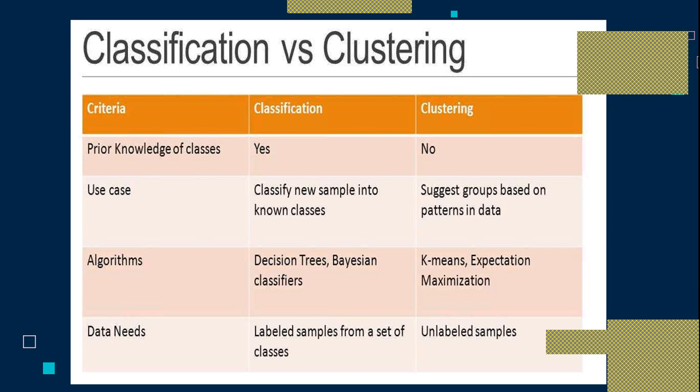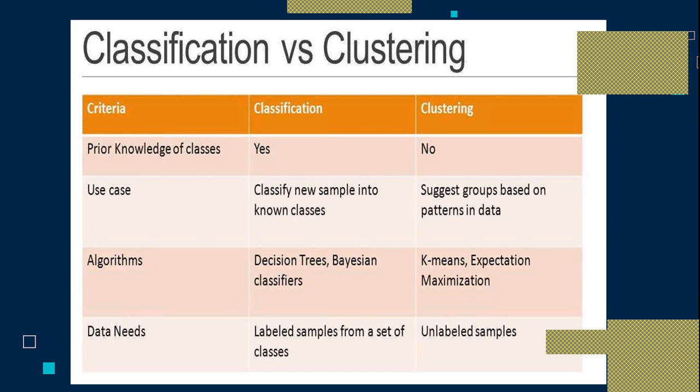While in clustering, there are no predefined classes. You don't know how many classes you can create from that particular data set. It may be 2 classes, it may be 3 classes, it may be 4 classes, depending on the data. So the first difference you can find between the classification and clustering is that in a classification you have the prior knowledge, while in a clustering you don't have any prior knowledge. The second criteria is use cases.